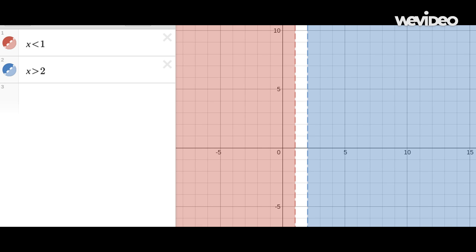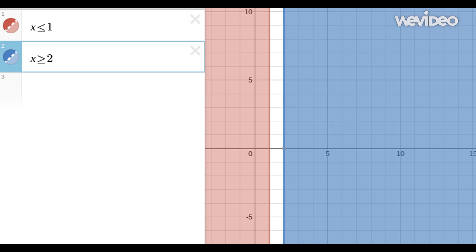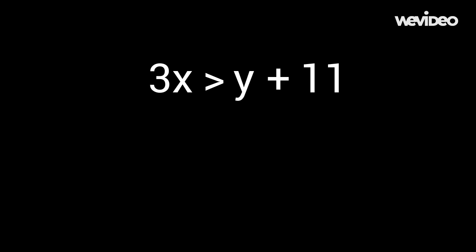Less than, greater than, represented by a dashed line. Less than or equal to, more than or equal to, represented by a solid line. Now that we know what the lines mean, let's solve an easy problem.